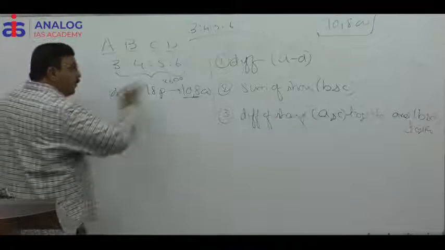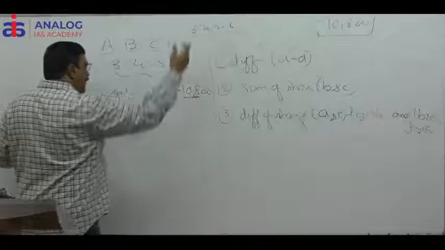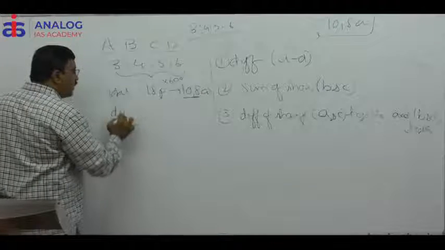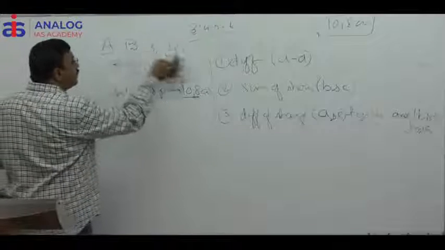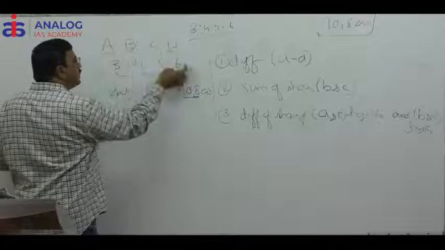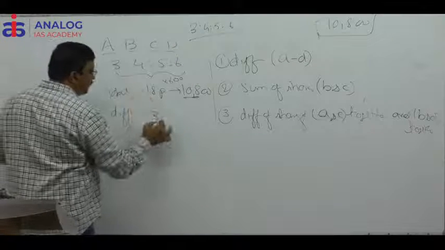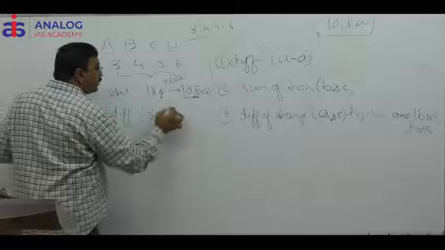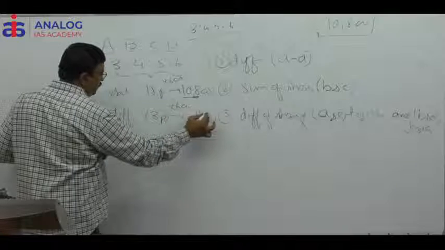Now take the values directly. Difference of A and D: what is the difference? This is 6, this is 3, so it is 3 parts. So directly 3 into 600, that is 1800.